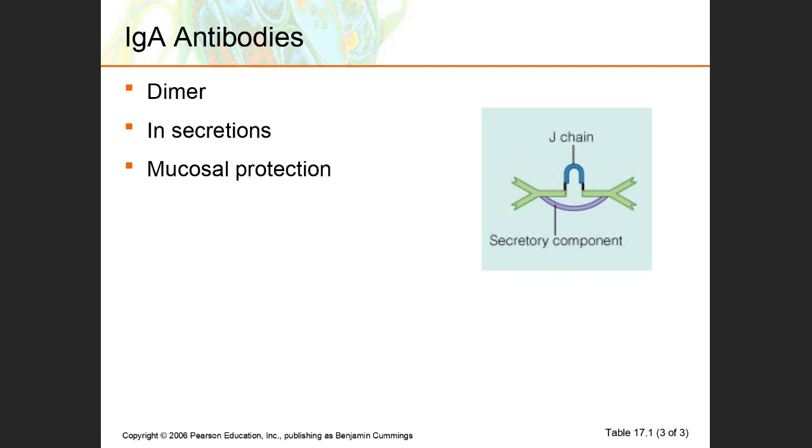IgA antibodies are dimers, so there's 2 of them stuck together. And we find these on mucous membranes. So they help to protect the mucosal epithelial cells, right? And remember, we talked about one possible virulence factor produced by some bacterial pathogens, an IgA protease. So some bacterial pathogens produce an enzyme that can destroy the IgA antibodies. And that will help that pathogen to survive and infect, right, the mucosa.